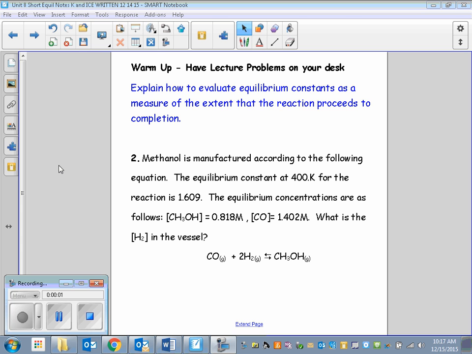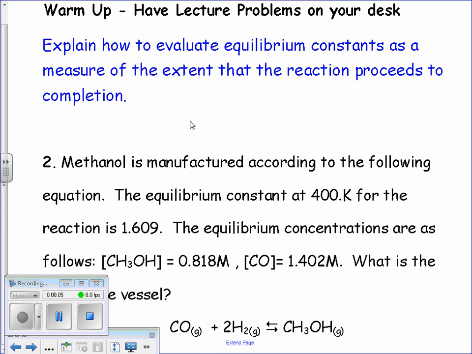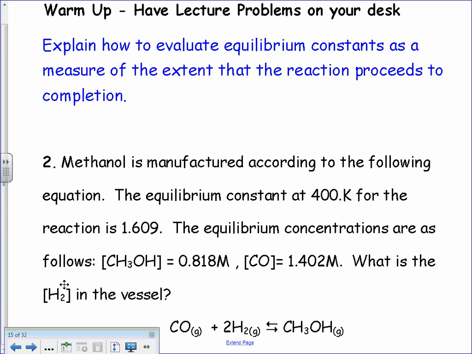You look at the number of K and see how big it is. If it's really big, it favors products, and if it's really small, it favors reactants, meaning that the reaction does not favor products, it favors reactants. Okay, so let's actually go with number 3 first before I go over number 5.